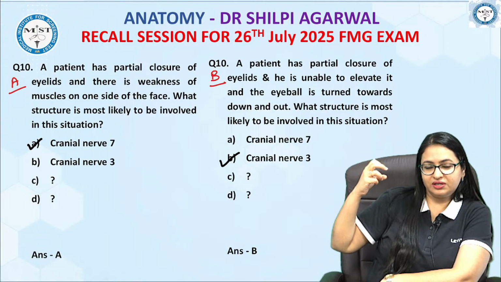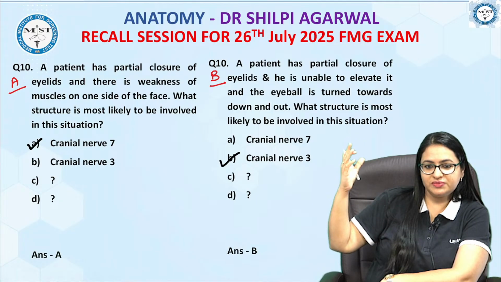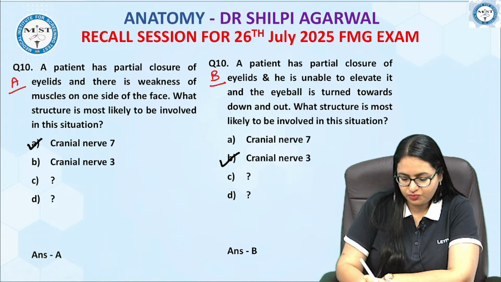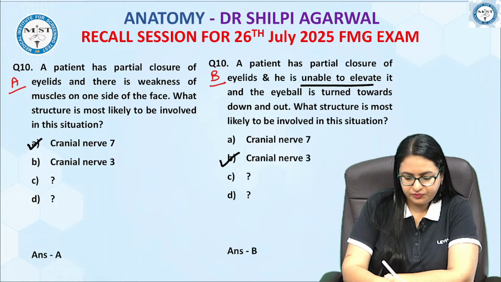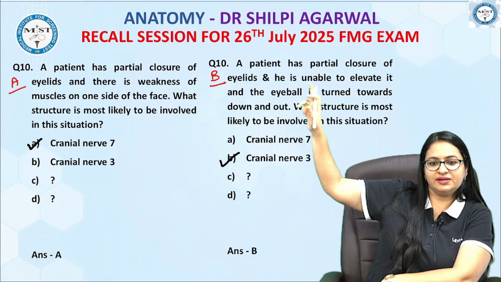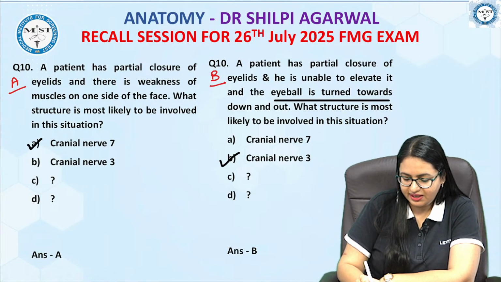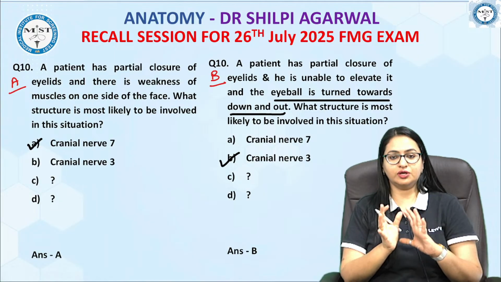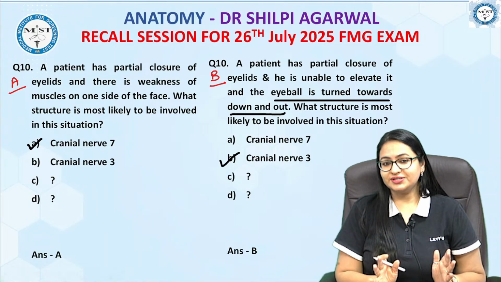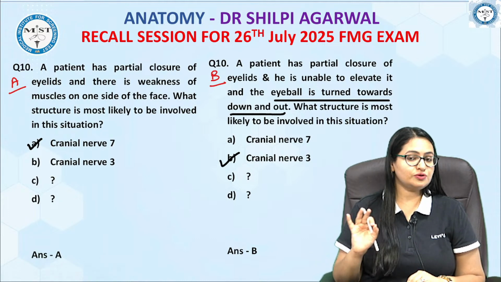But another recall by some other students, they said that ma'am, partial closure of eyelids was mentioned, he is unable to elevate it, and yes, specifically this was written, the eyeball is turned towards down and out. And we know that whenever it is written as down and out position of eyeball, we very well know it is a third cranial nerve, that is the oculomotor nerve.